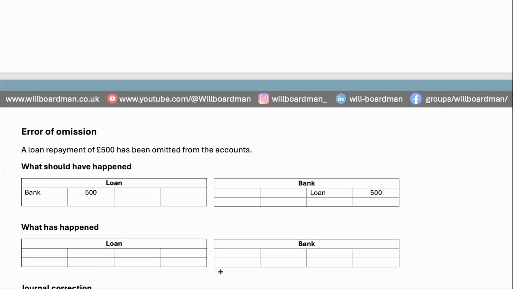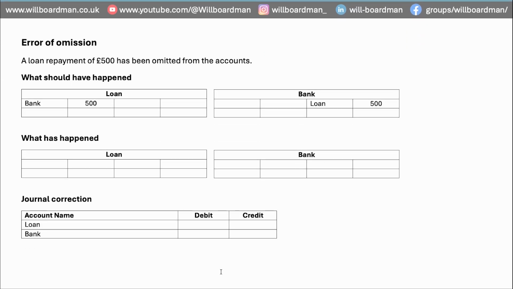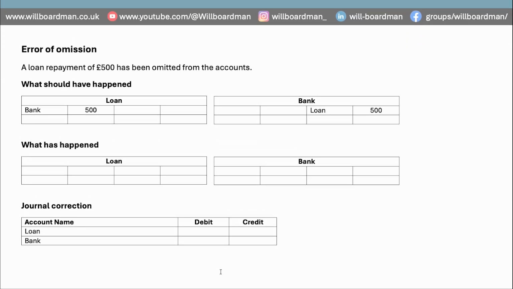Moving down to our next error then, which is an error of omission. Now, an error of omission occurs when simply the transaction has not been entered into the accounts. So here we've got an example of a loan repayment of £500, which has been omitted from the accounts.